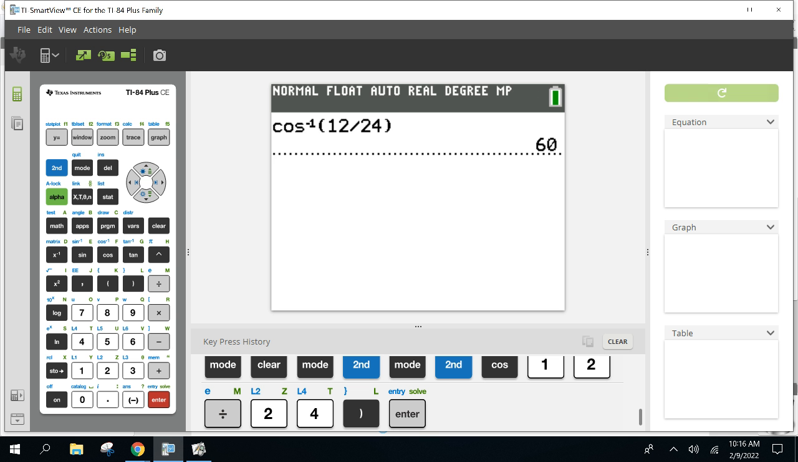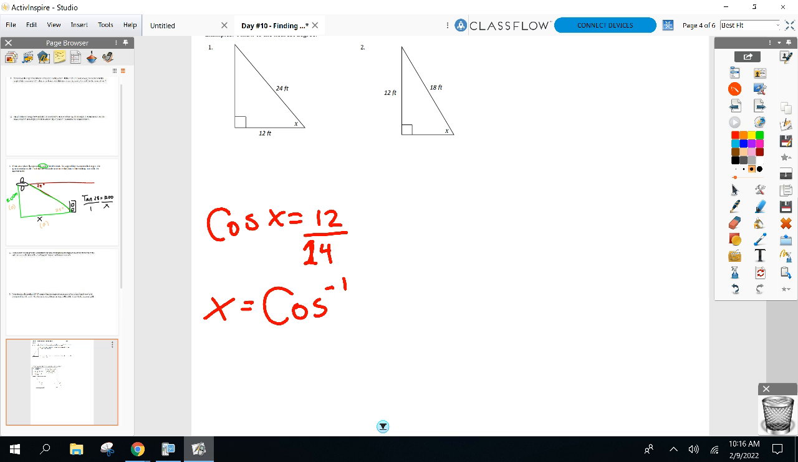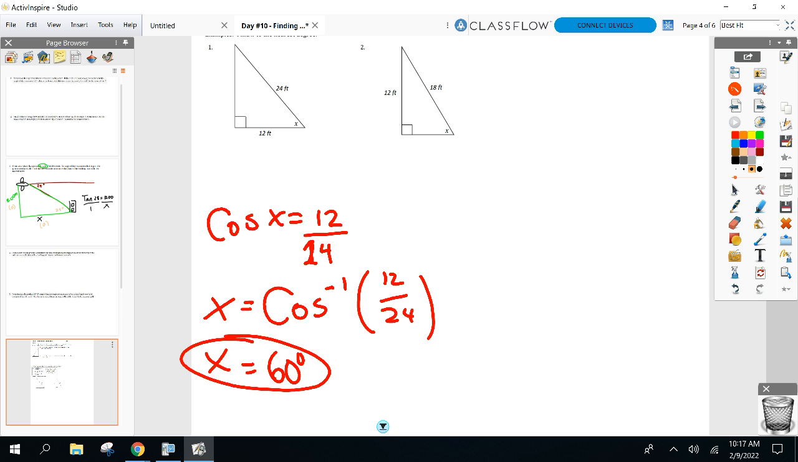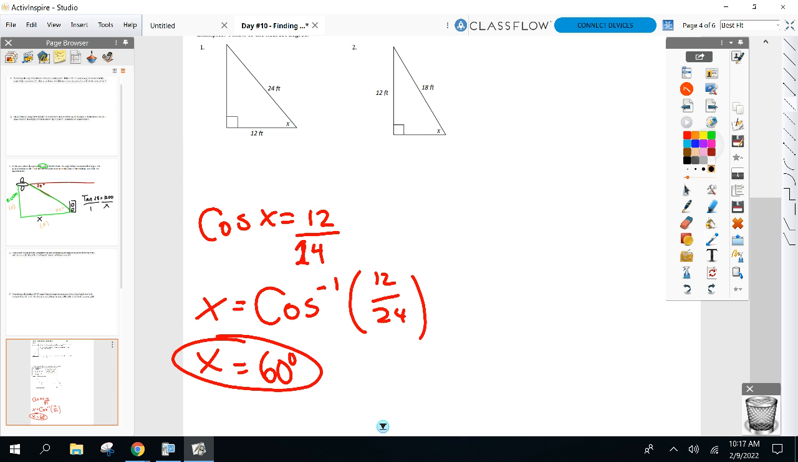Enter, and it's 60 degrees. All right, so inverse cosine 12 over 24. 60 degrees has a cosine ratio of 12 over 24. So that's the new part for today. When you find an angle, we have to do the inverse of the ratio now, not cross multiply. All right, you know my saying here, one doesn't make you great.